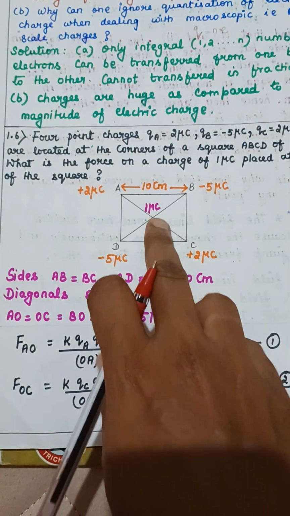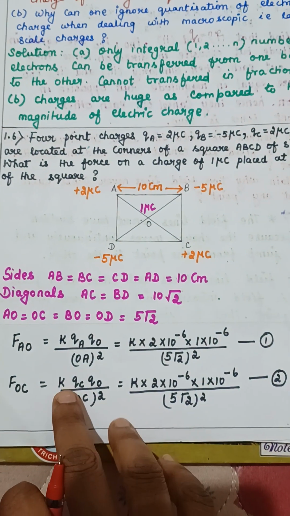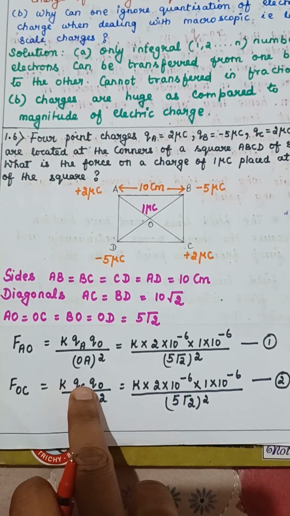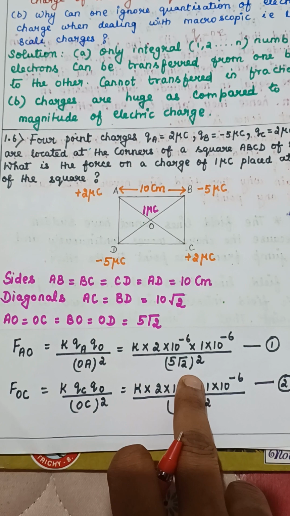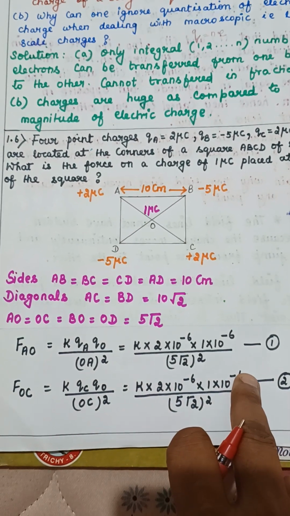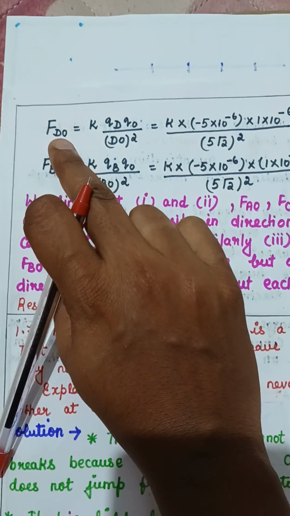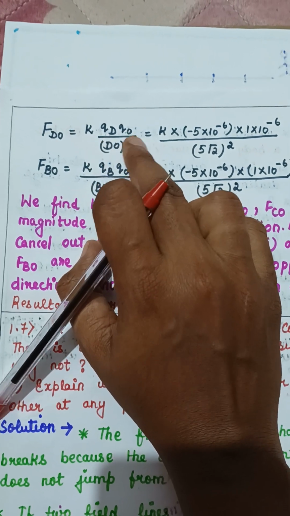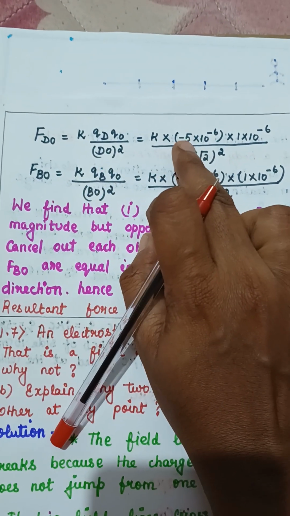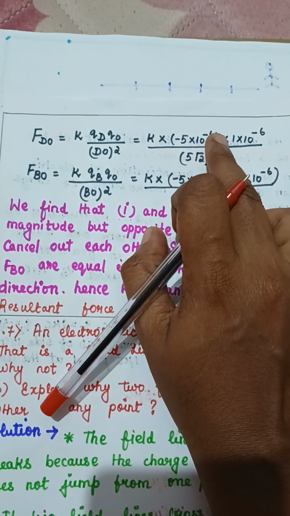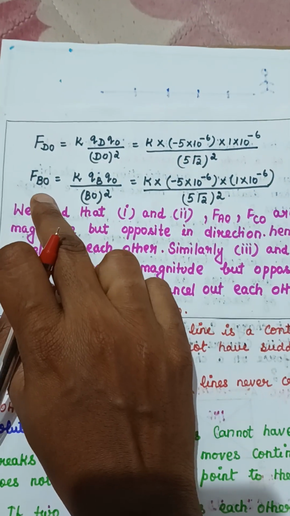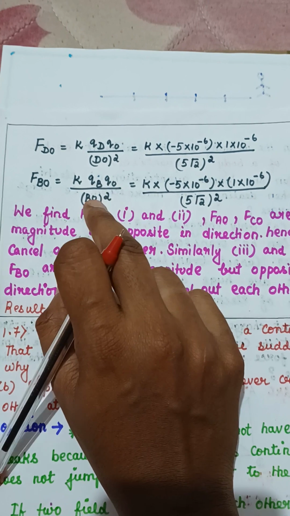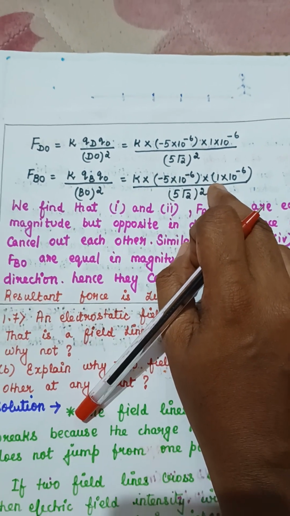In the same way for OC we can write FOC is equal to K QC QO divided by OC whole square, that is equal to K into 2 into 10 to the power minus 6 into 1 into 10 to the power minus 6 divided by 5 root 2 whole square. Next for FDO. FDO is K QD QO divided by DO square. So here K into QD, which is minus 5 into 10 to the power minus 6, QO is the same, the middle charge, divided by 5 root 2 whole square. Then FBO is K QB QO divided by BO square. So we have applied the values here.